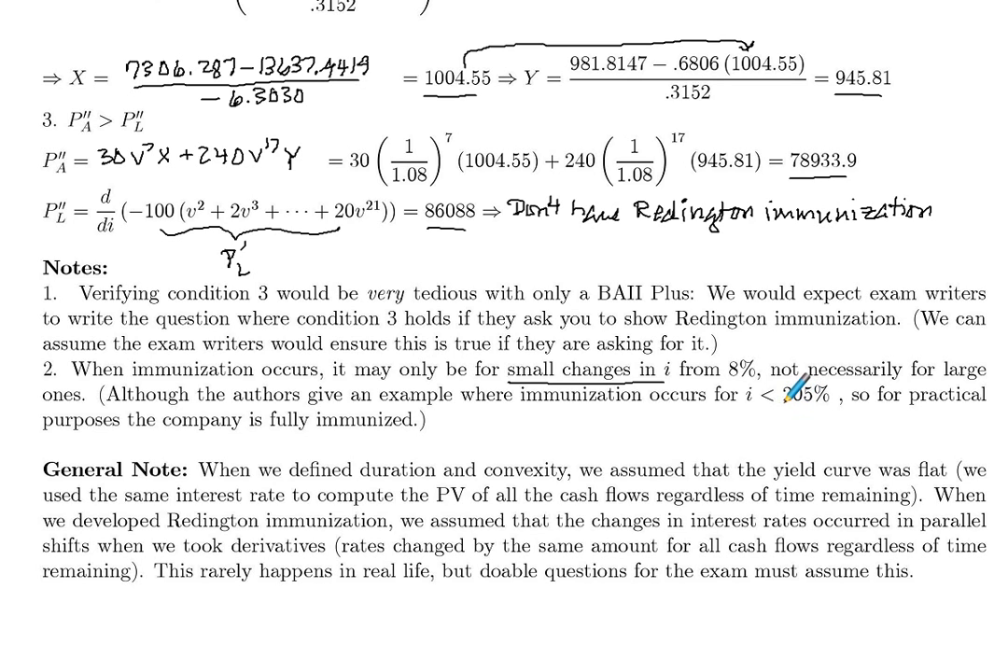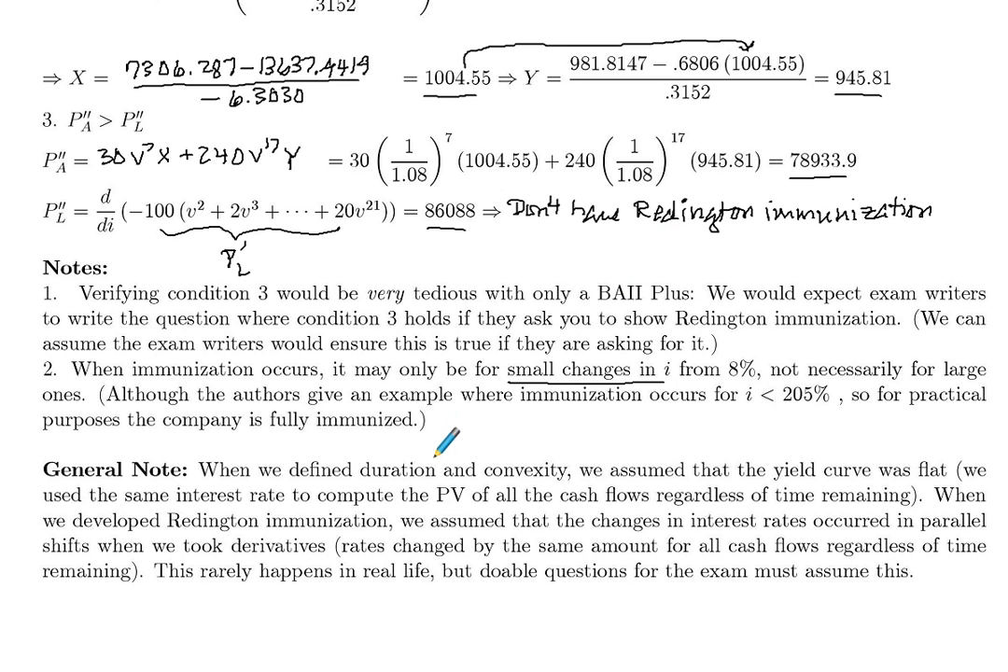Okay, Redington immunization only immunizes against small changes. So even if we got the second derivative to be positive, that's only going to mean that we're insured against small changes in the interest rate, not necessarily large changes. So that's just something to keep in mind.